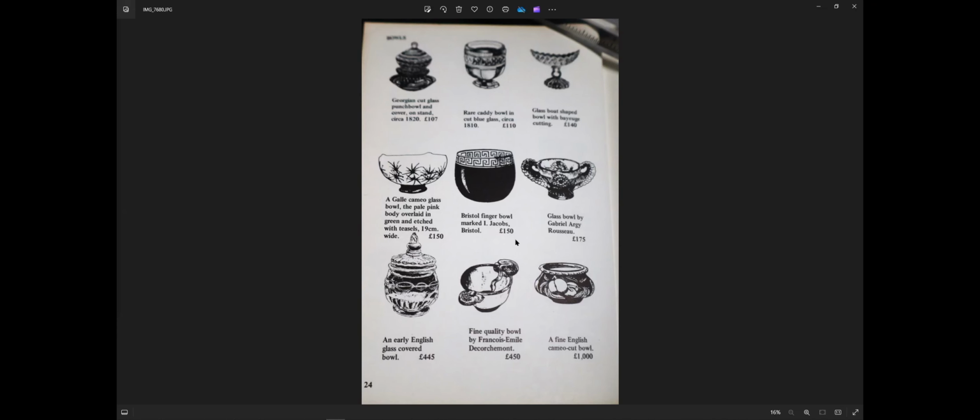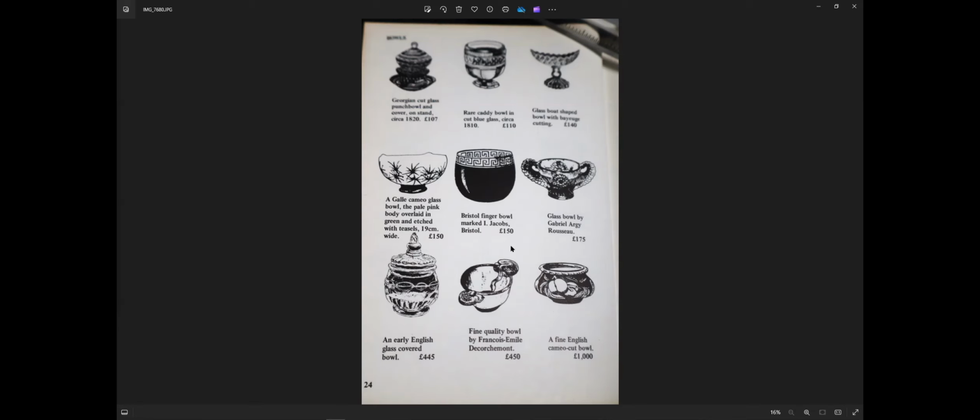So here's the next page we're looking at, and yes, this is the item we're looking at now. Bristol Finger Bowl marked I. Jacobs Bristol, £150. So this is Bristol Blue. This is a historic piece because it's actually the piece that decided that that color, dark blue, would be Bristol. Okay, because it had the word Bristol written on it.